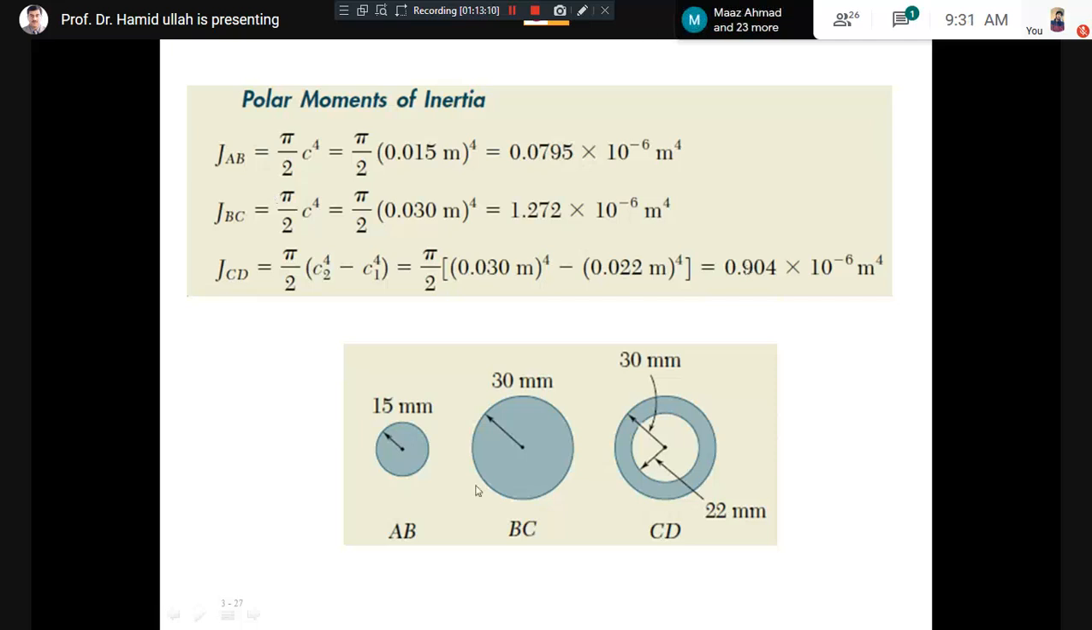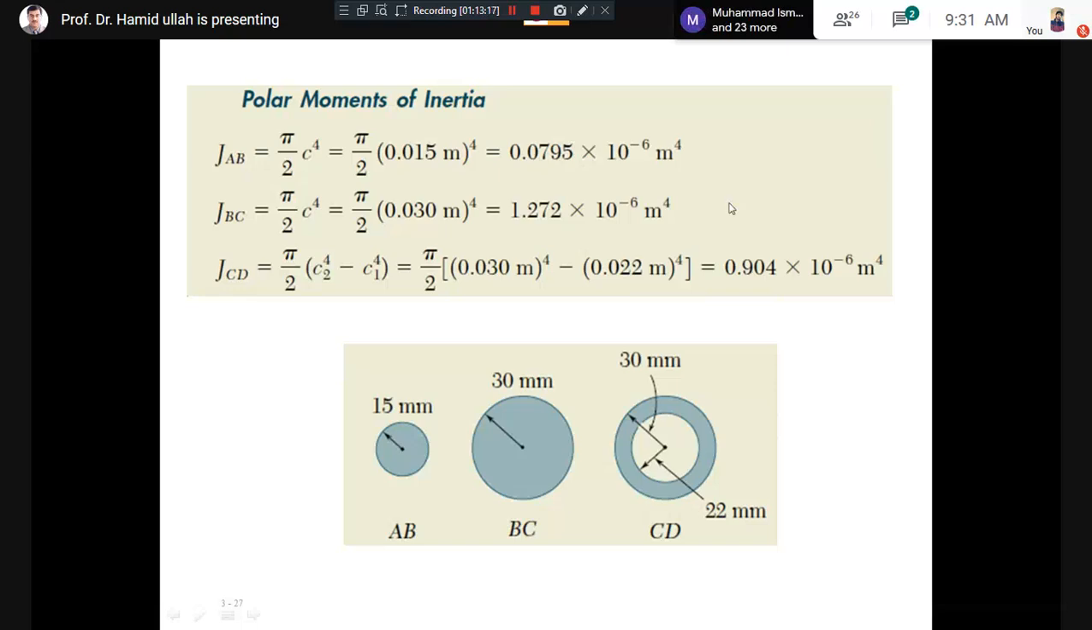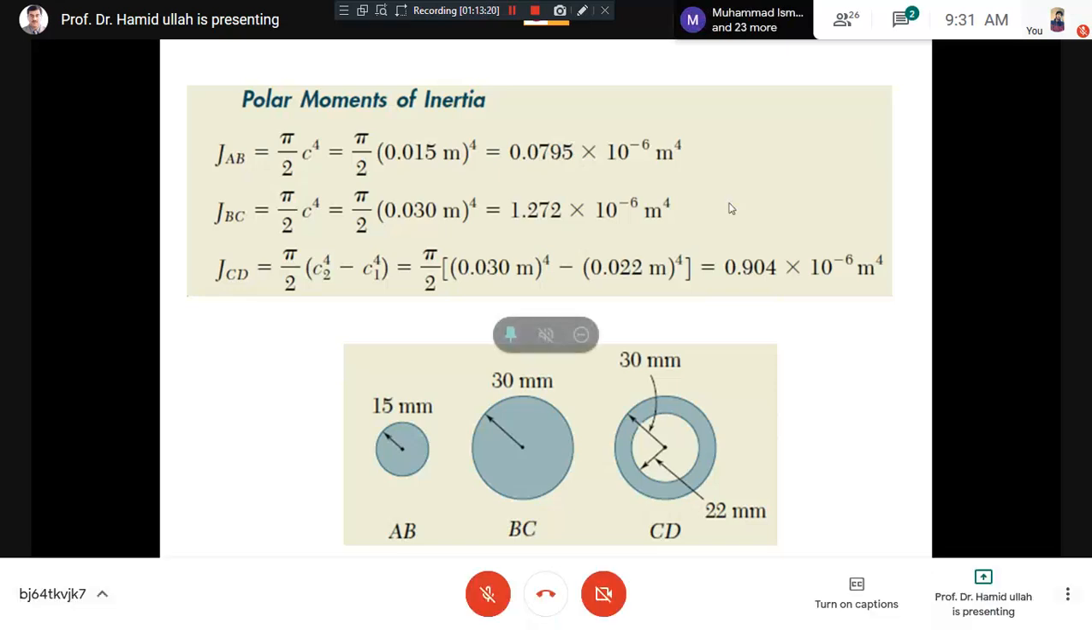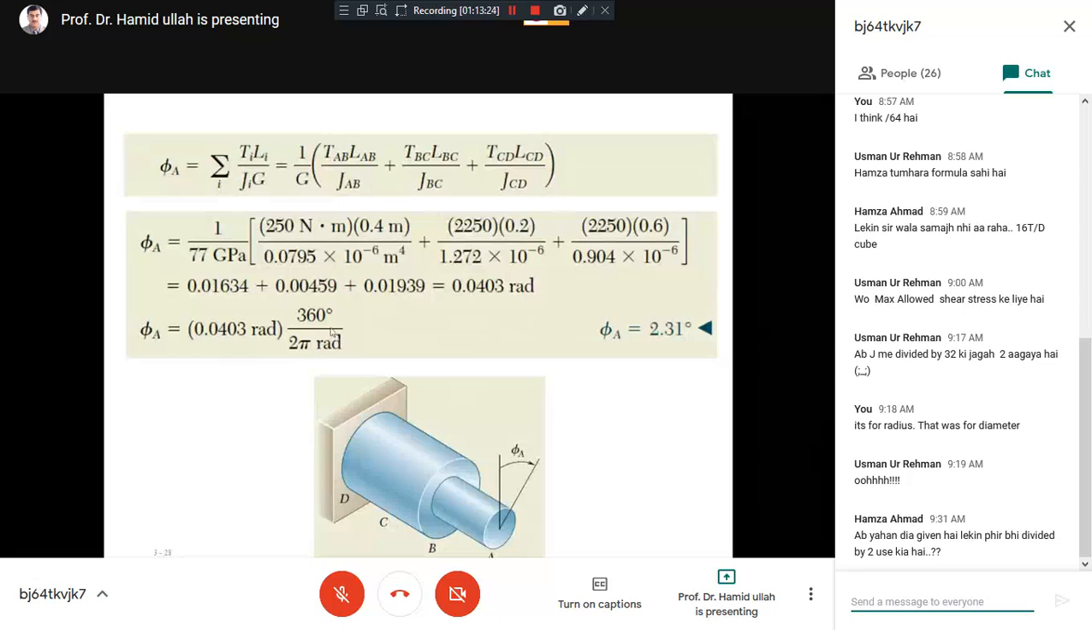So AB, BC, CD. For AB, BC, and CD, you calculate the value of J by the formula. Apply this formula, put all the known values, and then you can see this angle equals, initially, the formula will give you the angle in terms of radian. So it is 0.403 radian. But your answer is required in degree.